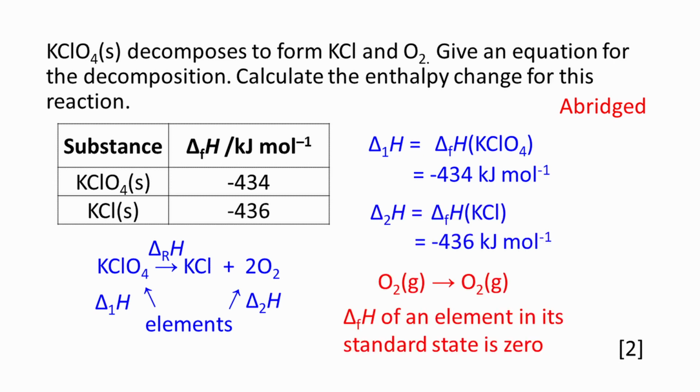Delta 2H is equal to the standard enthalpy of formation of KCl. The value for this enthalpy change is given in the table also, minus 436 kilojoules per mole. Delta 2H also includes the standard enthalpy of formation of oxygen, but think about the definition. 1 mole of O2 gas will be formed from 1 mole of O2 gas. The enthalpy of formation of any element in its standard state is 0.